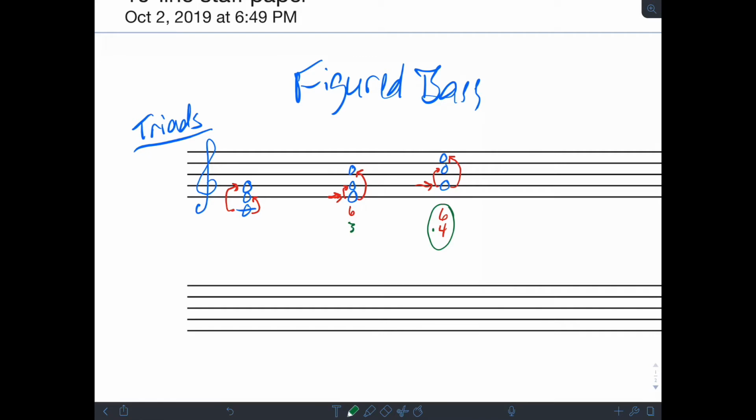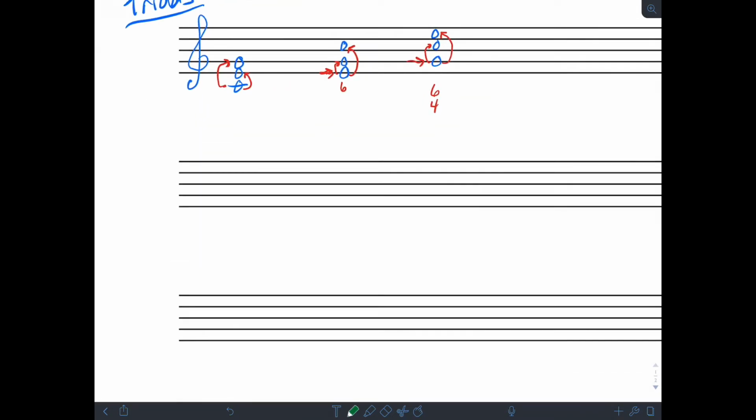Okay, so here's what that actually looks like in a more practical setting. Let's say, for example, that you have a set of notes here, right? I'll draw that a little bit more precisely.